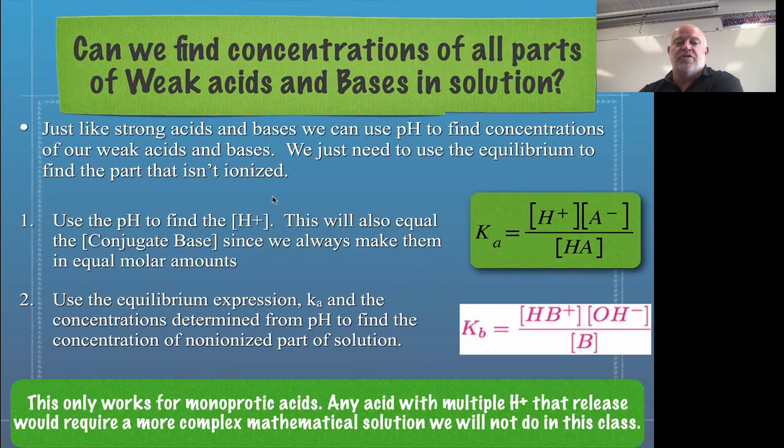Which means as we are solving this, we have two steps we go through, okay? First of all, we're going to use pH or pOH, if that applies, to find the hydrogen ion concentration or hydroxide ion concentration for bases. That's going to equal the conjugate base or the conjugate acid because of those equal molar amounts. We've already talked about that. And then the second thing is we're going to take the value from the H plus, insert that into our equilibrium expression, use our Kas to find the concentration of the non-ionized part of the solution.